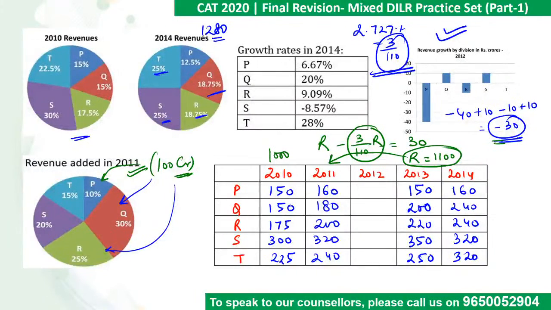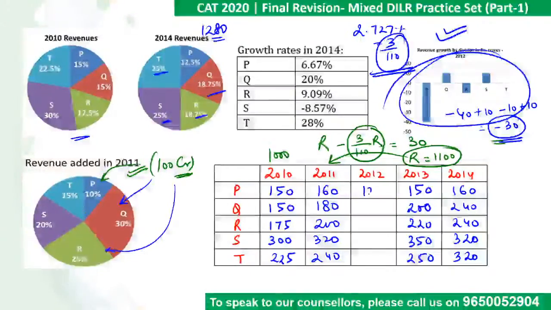तो वो हमने figures निकाल निकाल के PQRST में ऐड कर दिए और अब 2012 की figures के लिए ये सब निकाल निकाल के ऐड कर देते हैं. P must decrease by 40, that means it must become 120. Q must increase by 10, 190. R must decrease by 10, that means 190. S must increase by 10, that is 330. And T must remain the same, that is 240. So now we have the complete table with us कि 2010 में कितना रेवेन्यू था, PQRST का 11, 12, 13, 14. Everything is there with us now.